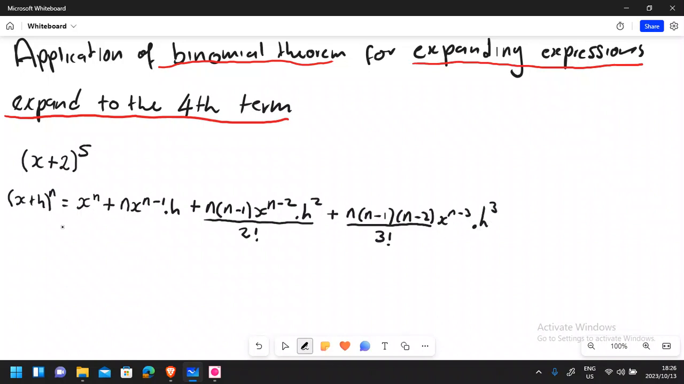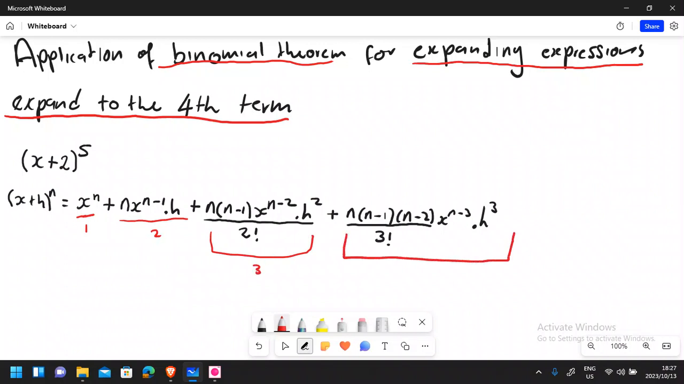Now if we count the terms, let me just use a different color. If you count the terms here, this one is the first term, that one there is the second term, this one here is the third term, and this one here is the fourth term. So we have to stop here, guys, because this question says the fourth term. All right, so let's start.